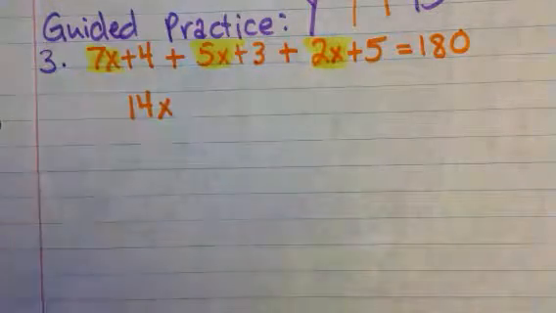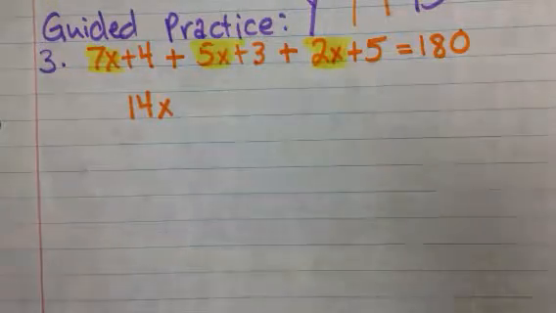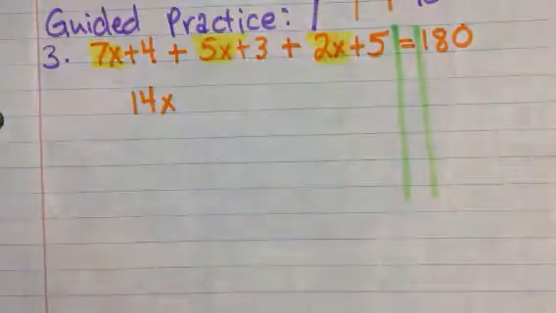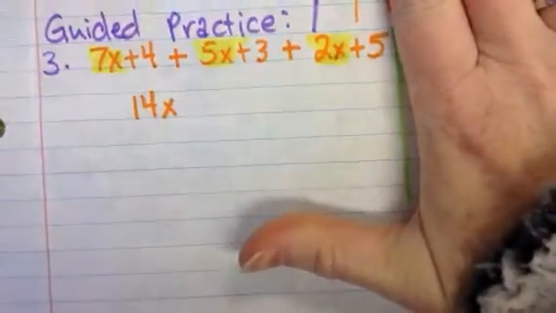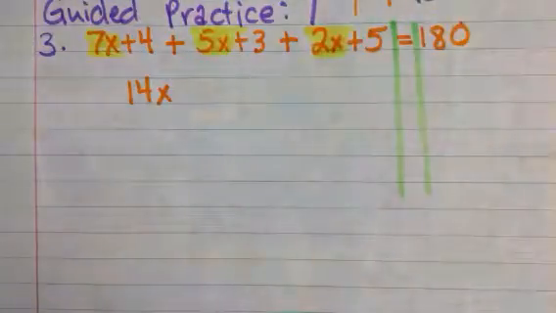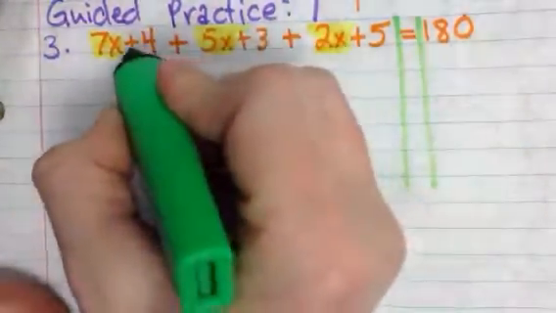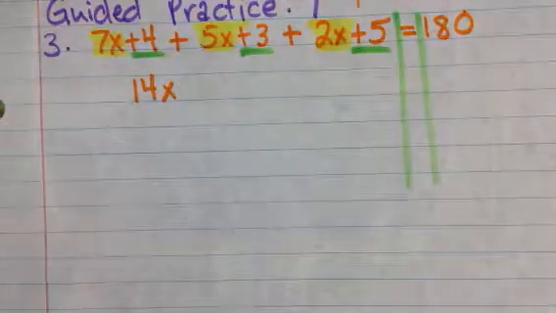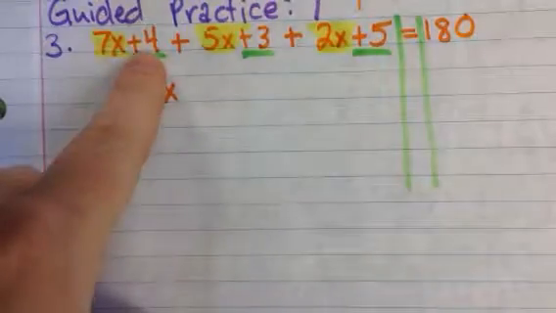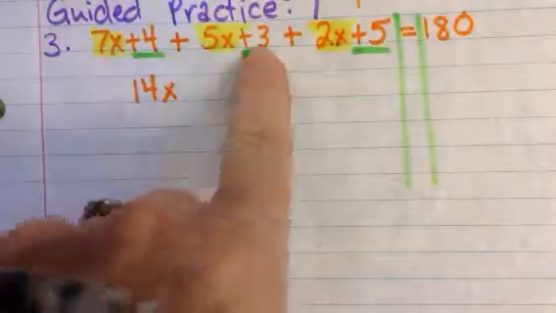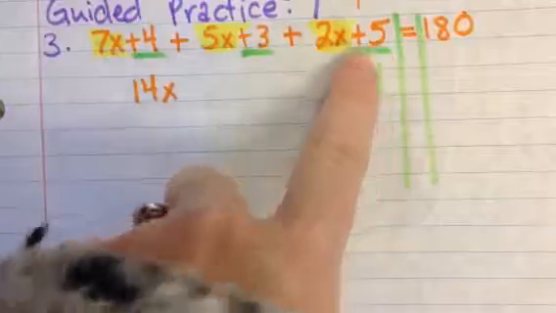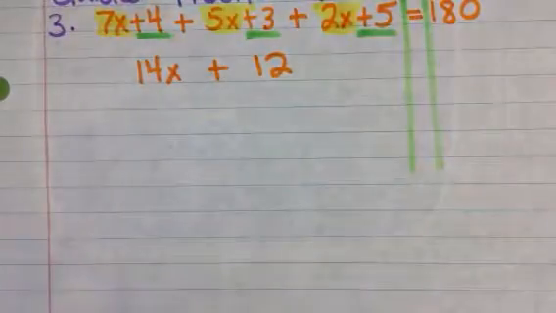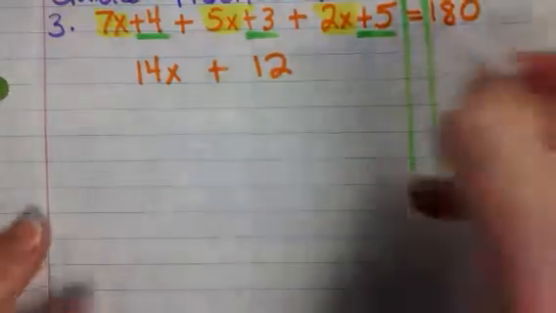Now I have these numbers left over that don't have a variable with them, okay? And I'm only looking over here on this side of the equals. I'm not looking at the 180 right now. I have positive 4, positive 3, positive 5. So I'm going to combine all my constants. 4 plus 3 is 7. So 7 plus that 5 is a positive 12, okay? I've worked with everything. There's nothing else to bring down.